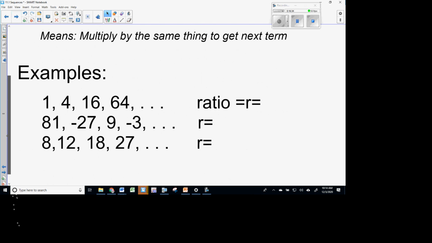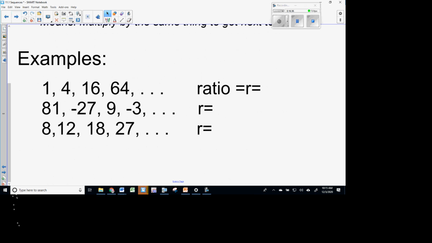For geometric, we're going to divide. 64 divided by 16. 16 divided by 4. 4 divided by 1. 4. It's got to be the same. You can't have a sequence where one time you divide by 4, the next time you divide by 3, the next time you divide by something else. It's got to be the same thing every single time.